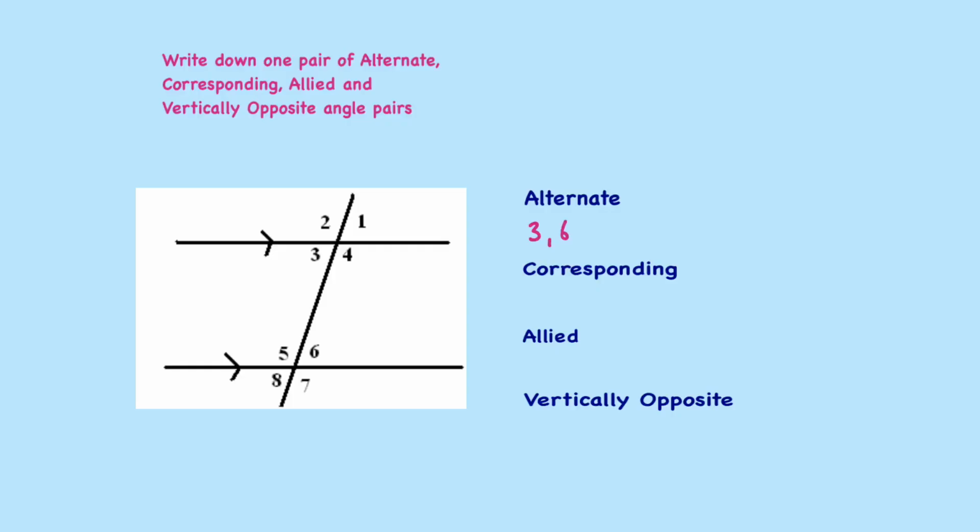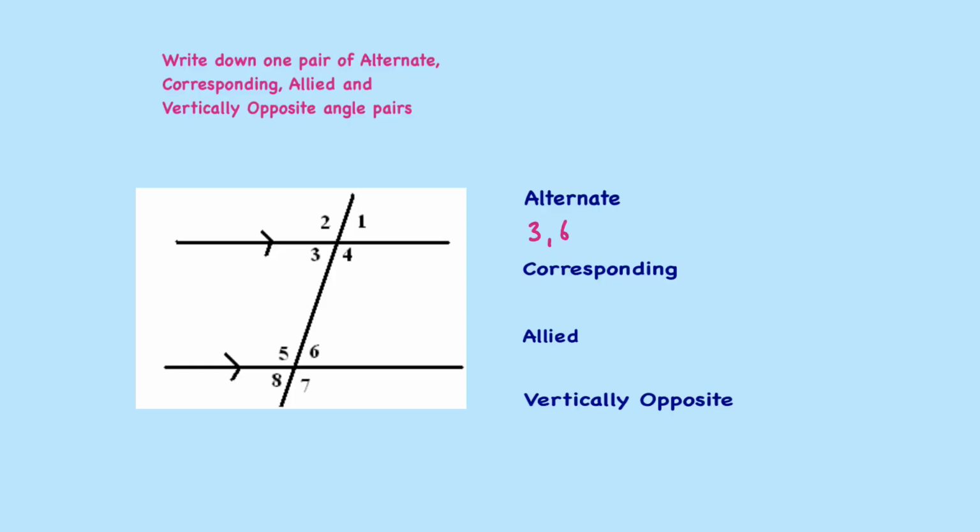Let's have a look at an example. Write down one pair of alternate, corresponding, allied and vertically opposite angle pairs. So let's find an alternate pair first. So 3 and 6, so we can see the Z shape here. So these two angles are the same.